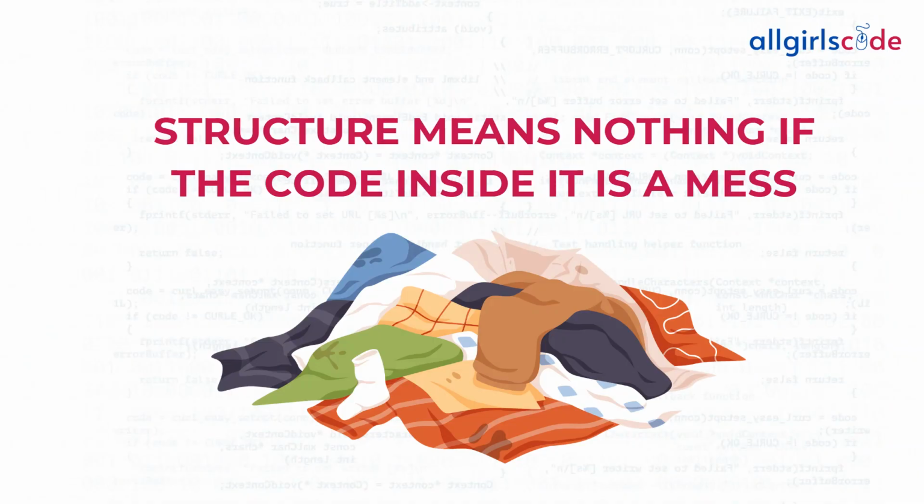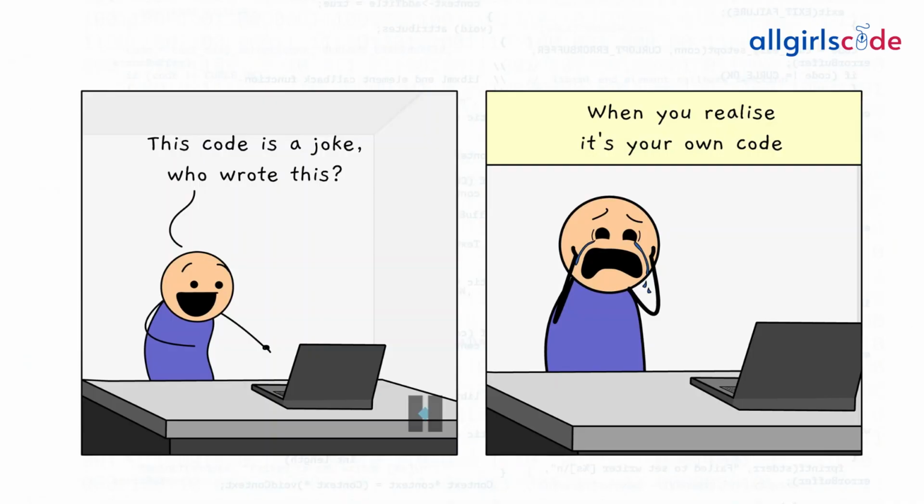You can follow every SDLC phase perfectly, but if your functions are tangled, your variables are confusing, and your logic is scattered everywhere, you're building a house of cards. Clean code isn't optional, it's what makes everything else possible. So this is Amir, and when you write unclean code and then you check it later on, you'll not even realize it's your own thoughts.